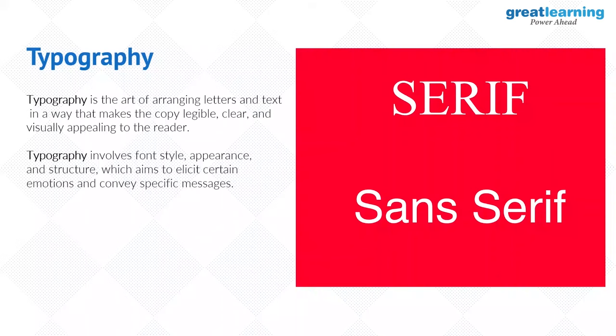Typography is the art of arranging letters and text in a way that makes the copy legible, clear, and visually appealing to the reader. It also involves font style, appearance, and texture, which aims to elicit certain emotions and convey specific messages. So how does that happen? By just choosing the right font.